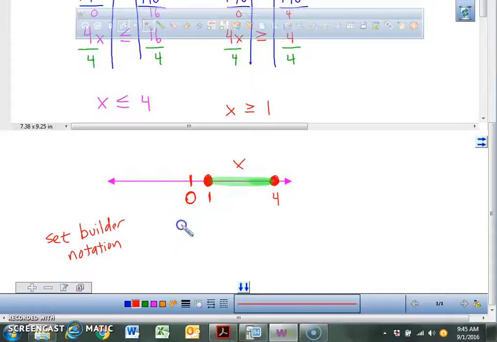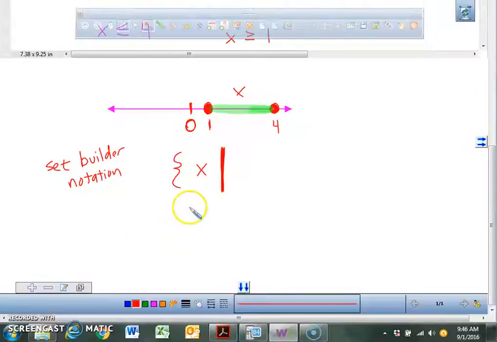Here's how you do it, right? You're going to make a cool little bracket. Think of it as like a sideways mustache. Okay. You're going to put x right there. And you're going to put this cool straight line that looks like that. This is the answer to how you write it.